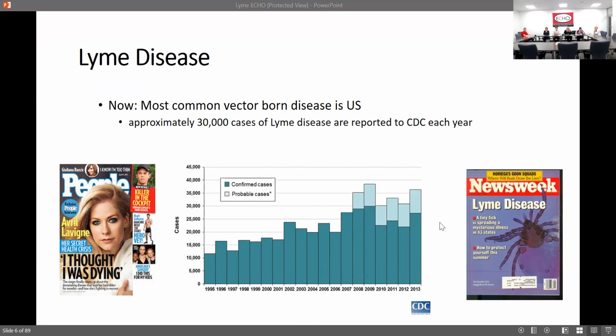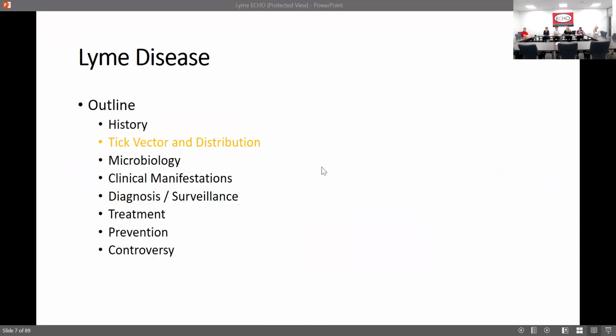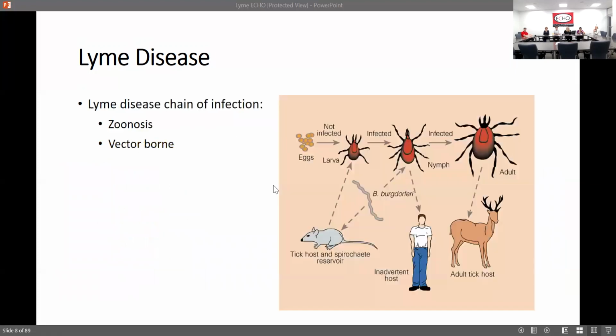Steadily, the CDC reports about 30,000 cases a year, but there's estimates that it may be upwards of 180,000 cases per year. Nobody knows, but it's common, way more common than any other tick or mosquito-borne illness that you may see in the United States. So everybody's going to see one.